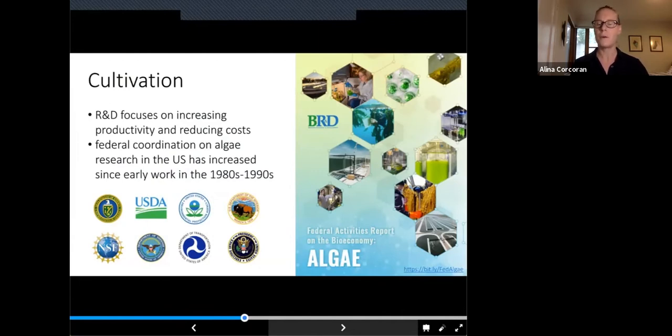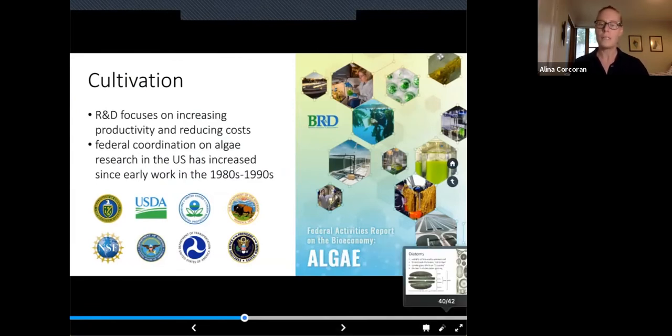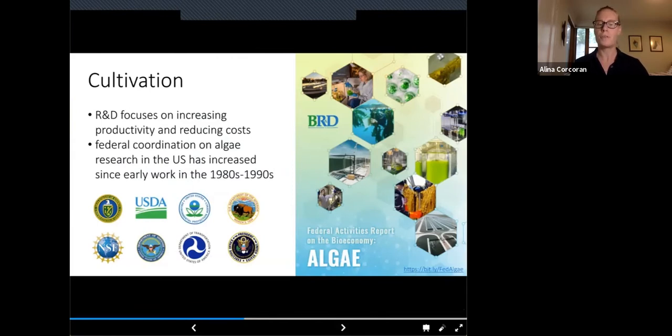A few years ago, algae was listed as an agricultural commodity by the USDA. Since that point, and before as well, there's been increased federal coordination on algae research in the US. If you're interested in what that looks like, I would refer you to this report put out by the Interagency Working Group on Algae, the Federal Activities Report on the Bioeconomy Algae, and it's freely available online.